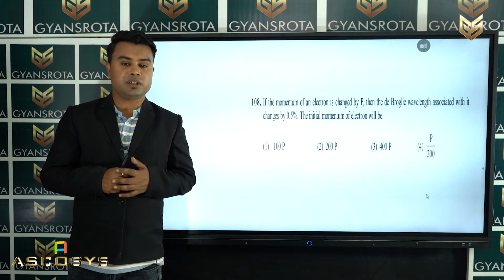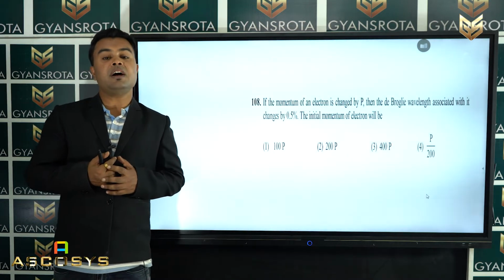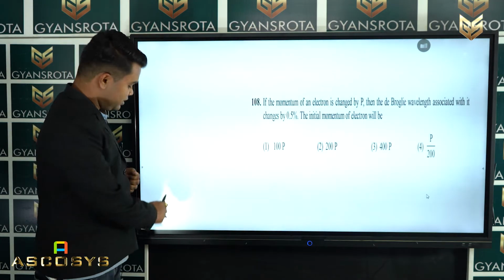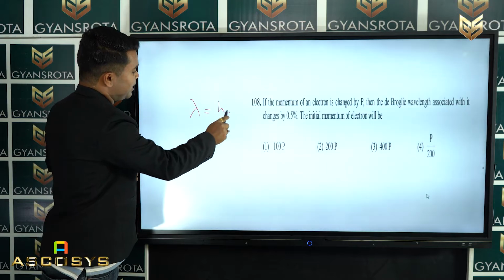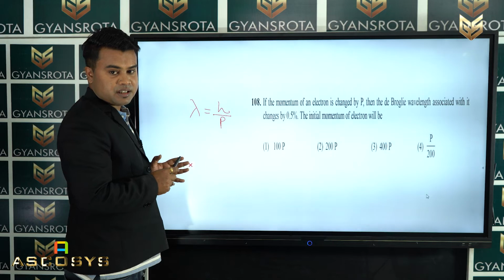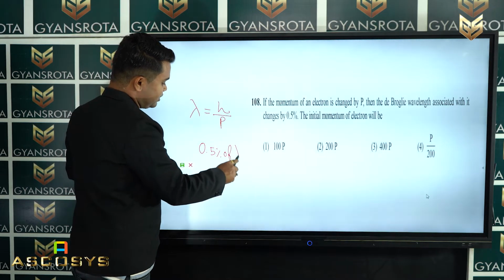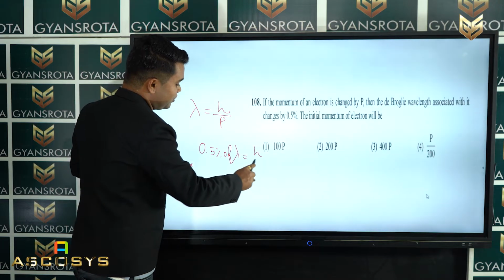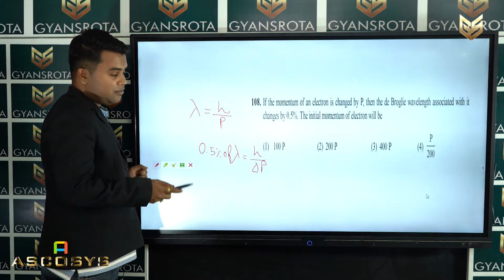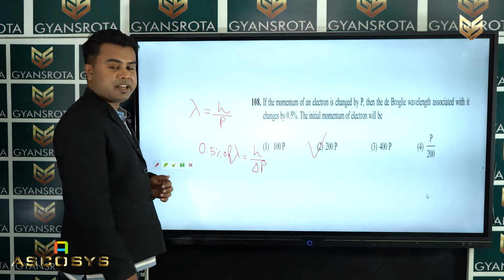Now my dear students, this question came from the topic de Broglie's hypothesis from the chapter dual nature of radiation and matter. The formula which you are going to use here is lambda is equal to h by p. This is the first case. In the second case, lambda will change to 0.5% of the initial one, and the momentum will change by delta p. So you have to take the ratio and find the answer. The final answer for this one will be 200p. Please check and get the answer.